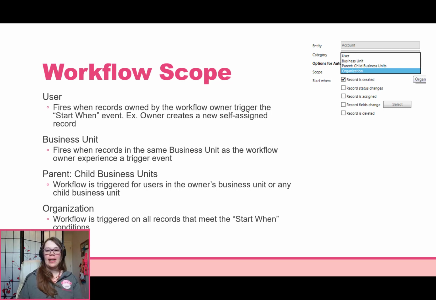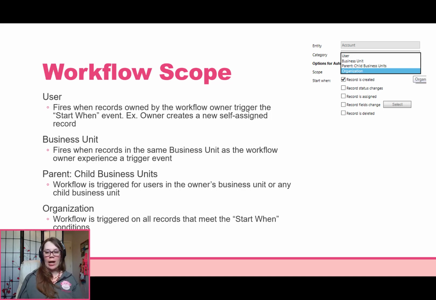Our next option is business unit. This means that anyone in the same business unit as the workflow owner would trigger this workflow, right? So say I am in the sales business unit and I own this workflow, any record created assigned to me or assigned to anyone else in the sales business unit would trigger this automation.